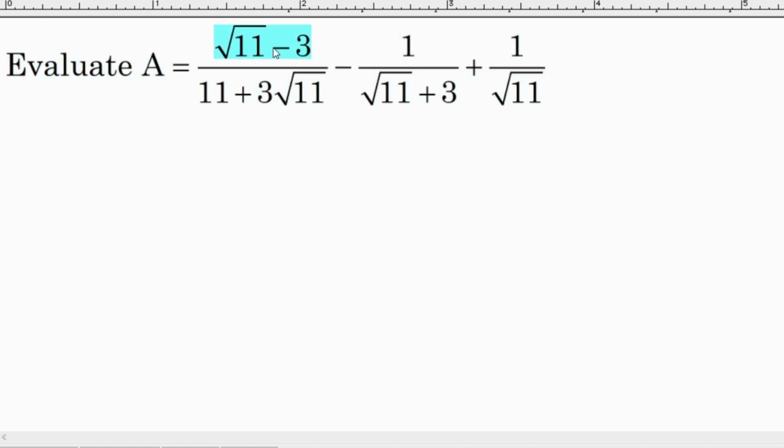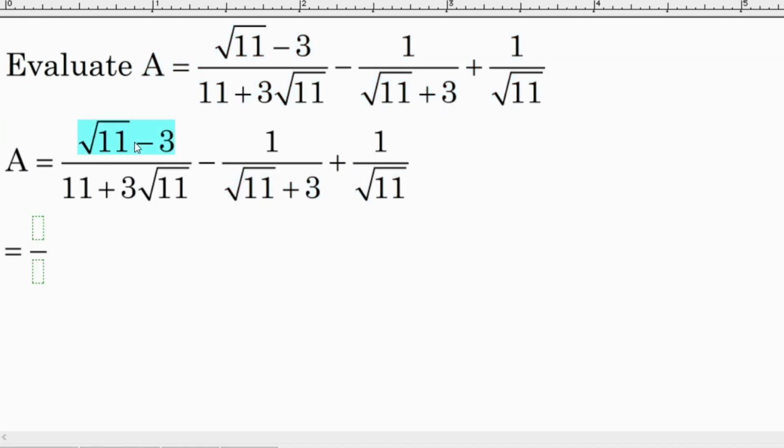In this video we are going to evaluate the expression A. We have A equal to the square root of 11 minus 3 over 11 plus 3 square root of 11, minus 1 over square root of 11 plus 3, and then plus 1 over square root of 11. If you would like to give it a try, please pause the video, and if you are ready, please keep watching. Now I'm going to solve this question for you.